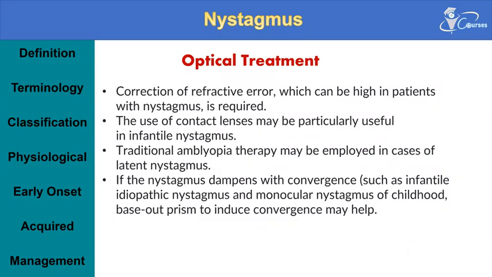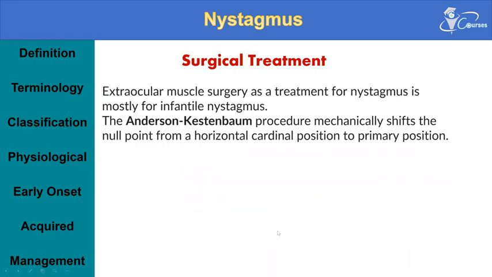And finally, the surgical correction. How do we do surgery for those patients? We do surgeries especially for cases of infantile nystagmus, based on a surgical procedure called the Kestenbaum procedure. What is meant by the Kestenbaum procedure? It is a resection of the horizontal recti in order to shift the null point from a horizontal cardinal position to a primary position. What does this mean?